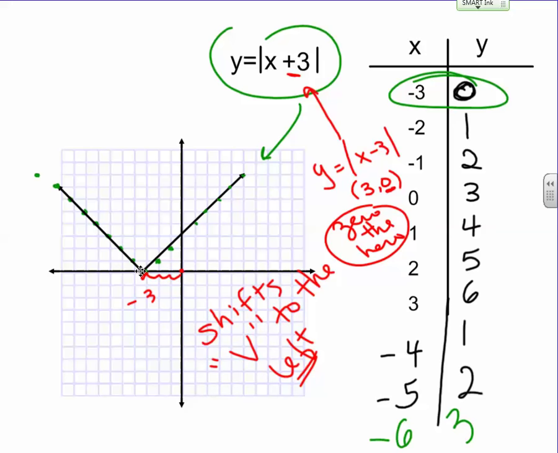I asked you to predict what would the equation be if I shifted it to the right 3. And you guys said, well, it would have to be x minus 3 and the absolute value of that because I have to put a positive 3 in here to get 0 for y. So that would be a V shape that's sitting on the x-axis and shifted 3 to the right. So it's kind of the opposite of what you'd think the shift happens, but that's because of 0 the hero.